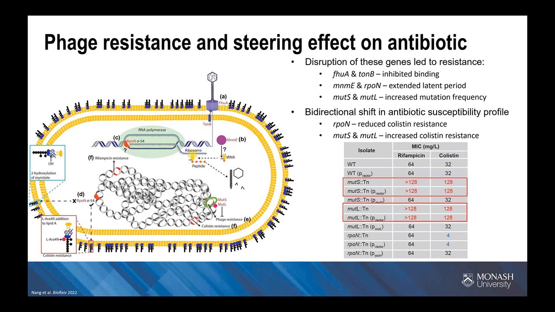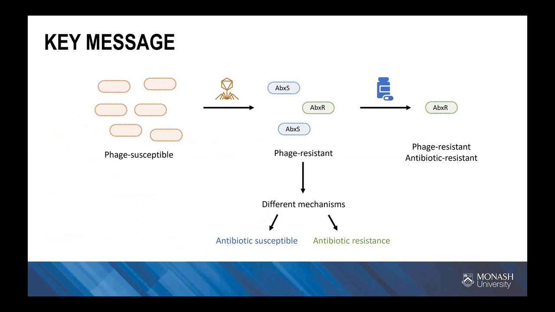And this actually means that even when treating a single bacterial strain with a single phage, there is a potential that the bacterial population will gain different mutations that shift the antibiotic susceptibility differently. And this makes it difficult to predict if a phage and antibiotic combination is going to be effective or not.